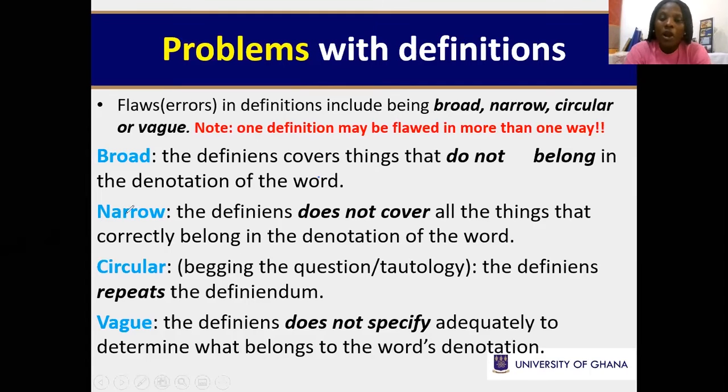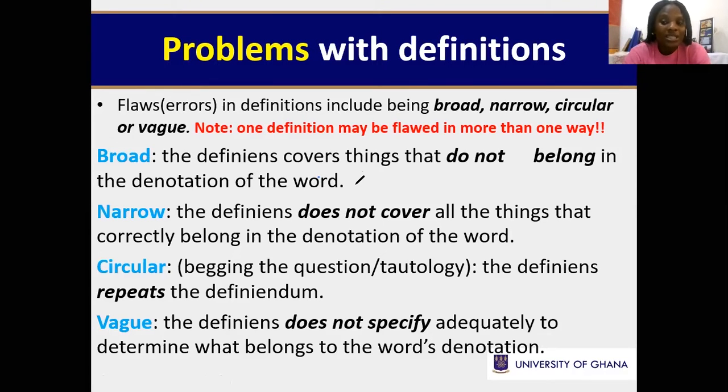That's narrow. The opposite would then be broad, where you include denotations that do not rightly belong there. When you include denotations that do not rightly belong there, your textbook gives you several examples. I really do not think we should spend too much time on this. But think of defining a man as a human. What is man? Man is a human being.